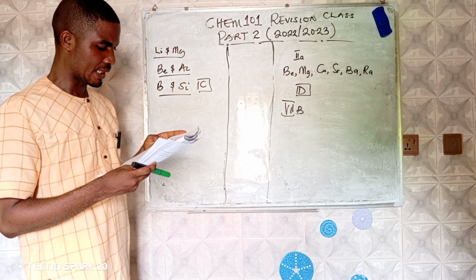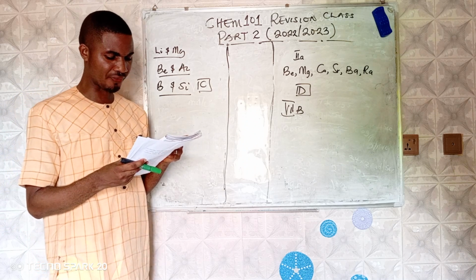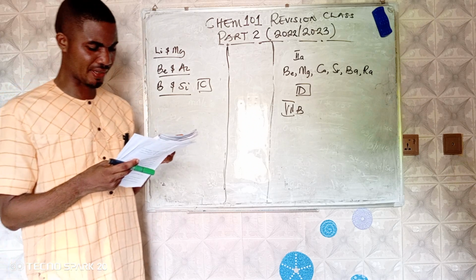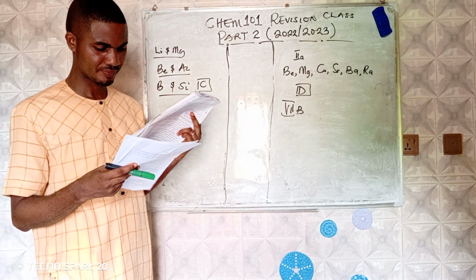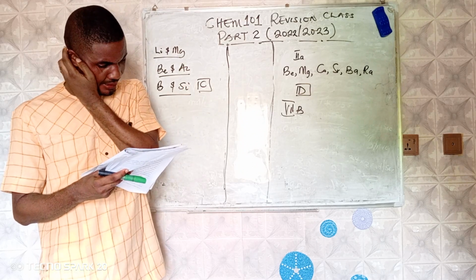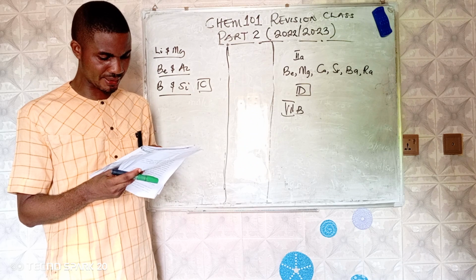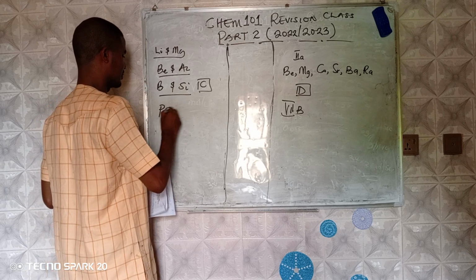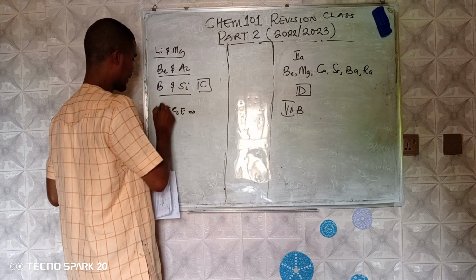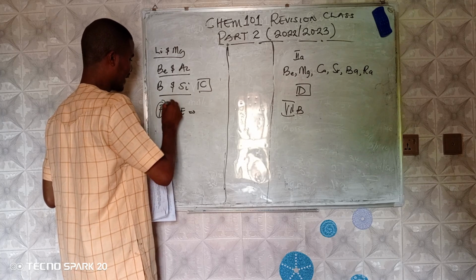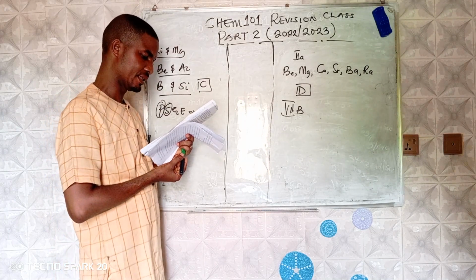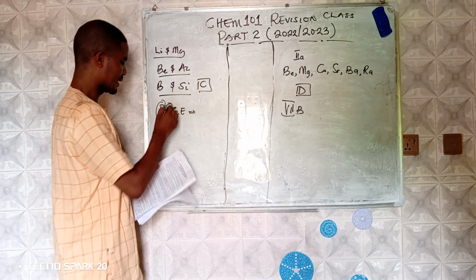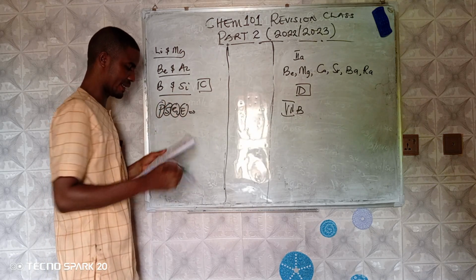Question number 11. The general features in groups and periods of elements can be expressed as thus. Option A, the number of the group corresponds with the valency of the elements in it. Let us check. Elements in the same period will have the same number of shells. The group number corresponds to the valence electrons. Yes, elements in the same group will have the same number of valence electrons.